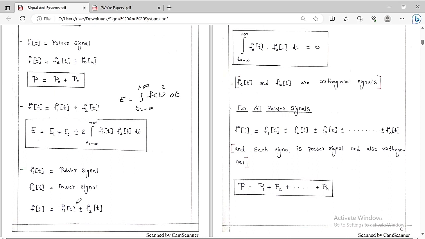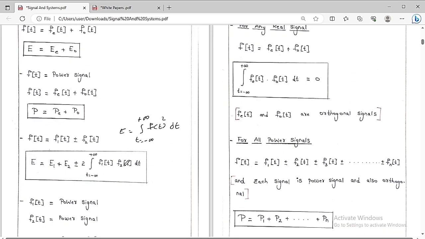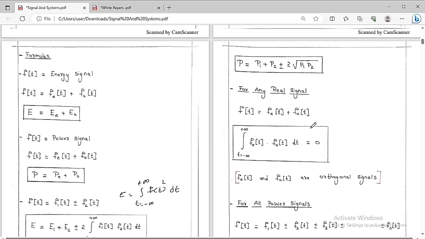Similarly, if F1 of t is a power signal and F2 of t is a power signal, either you are doing addition or subtraction, the resultant signal is also a power signal. And if you want to find the overall power present in F of t, then P is equal to P1 plus P2 plus or minus 2 into the square root of P1 P2, where P1 is the power present in F1 of t and P2 is the power present in F2 of t. So these things you always have to keep in your mind.